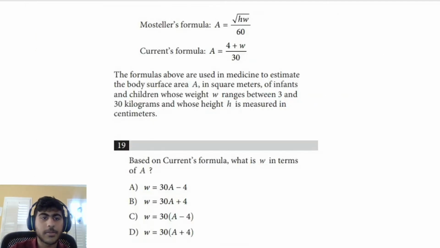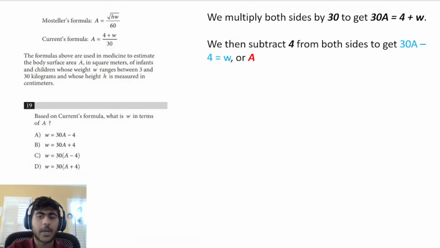Let's keep going. Question number 19, we're given two formulas: Mosteller's formula, which is A equals the square root of HW over 60, and Current's formula, where A equals 4 plus W over 30. We're told that these are formulas used in medicine to estimate the body surface area A in square meters of infants and children whose weight W ranges between 3 and 30 kilograms, and whose height H is measured in centimeters. We're asked to find W in terms of A based on Current's formula. Let's see how we approach this.